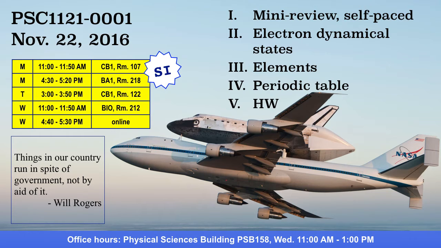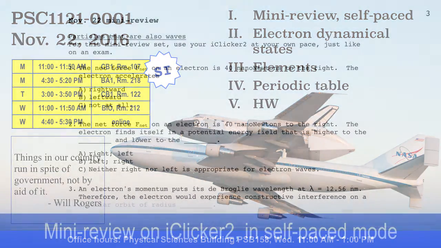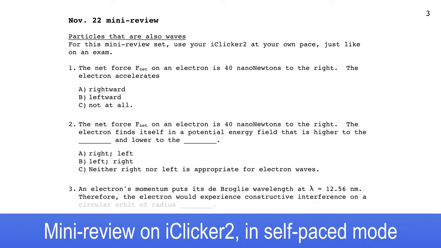Okay, and here's our basic outline today. Our quote from Will Rogers, quite a wise guy. Here's what your mini review for today is going to look like. Just a typed out sheet, 3 multiple choice and 1 calculation. We'll give you 10 minutes or so for this. And then when we're done, we'll go through the calculation together. Okay?